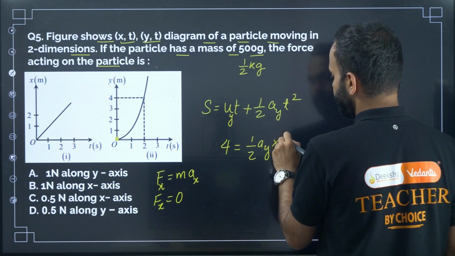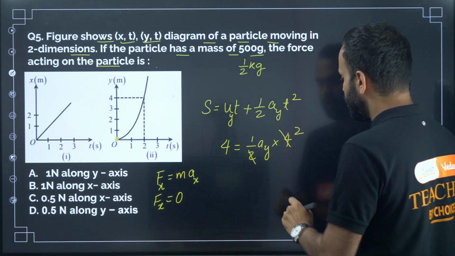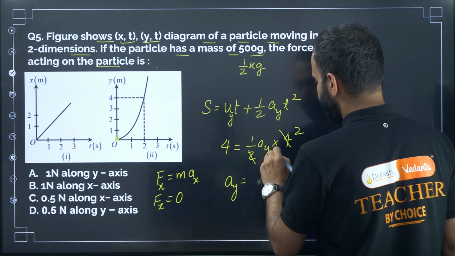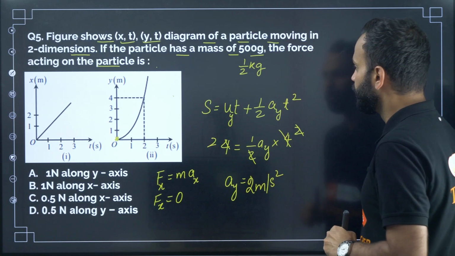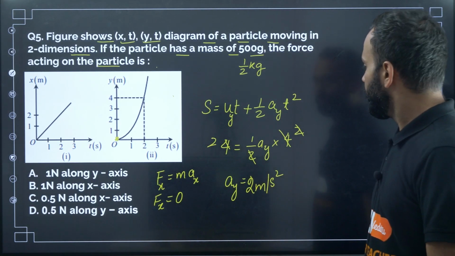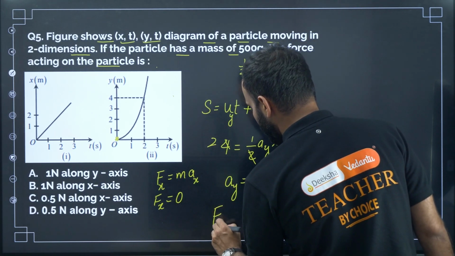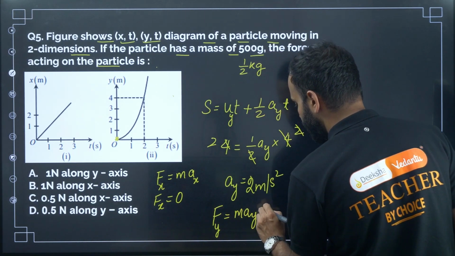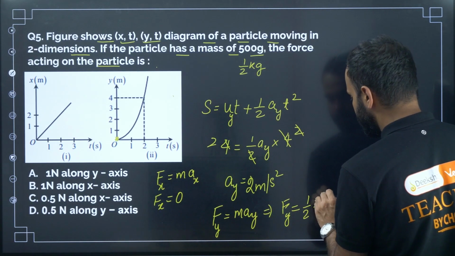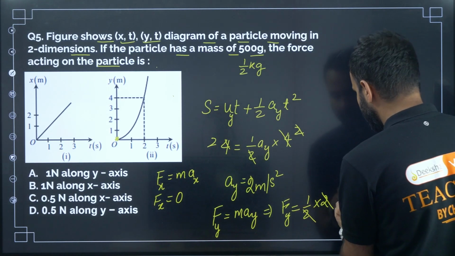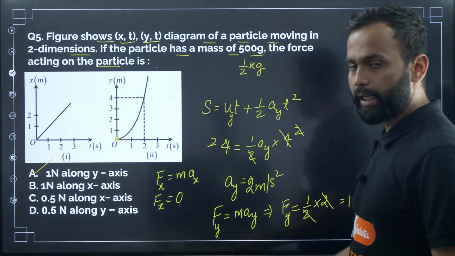t is 2 seconds, so t square is 4 second square. So ay is equal to 2 meter per second square. So this is ay. Now let us find the force acting on the particle. The force acting on the particle along the y-axis is equal to m into ay. So Fy equals m, which is half kg, into ay, which is 2 meter per second square. So the 2 gets cancelled, which is equal to 1 Newton. So the correct option is A, 1 Newton along the y-axis.